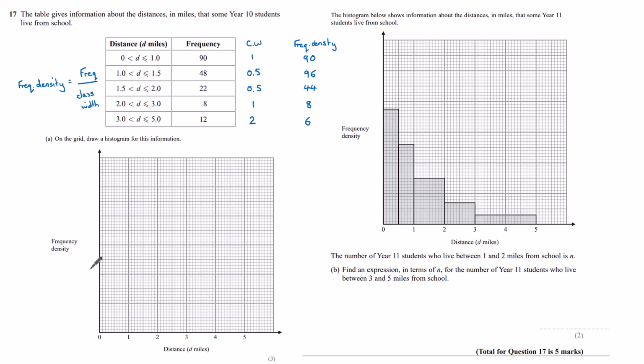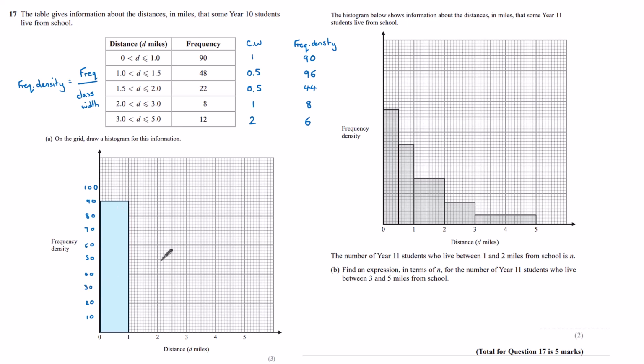I need to label up my axes. Now I need to go as high as 96 here. So if I go up in tens and get to 100, I can start plotting this histogram. And so on histograms, we have between 0 and 1, a frequency density of 90. So between 0 and 1, I want a bar that goes up to 90.